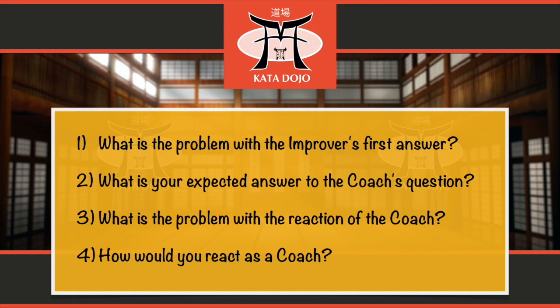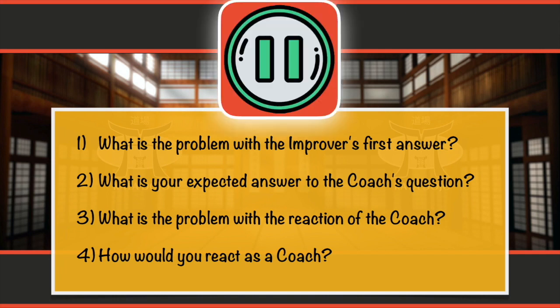Welcome back, and let's reflect on what we just observed. Here are 4 questions for you to do so. Number 1, what is the problem with the improver's answer to the first question the coach asks in this sequence? Number 2, what is your expected answer to this question of the coach? Or in other words, what's your reference for a good answer to this question of the coaching kata? Number 3, what is the problem with the reaction of the coach we see in this sequence? And number 4, how would you have reacted as a coach? Press the pause button right now, reflect, and write down your answers.